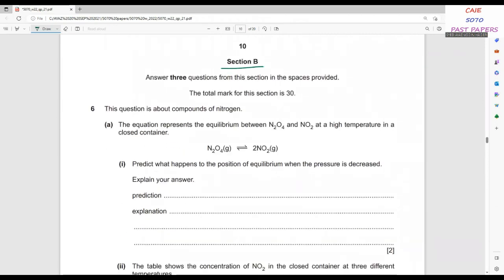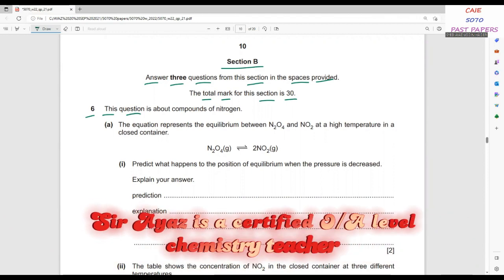Section B. Answer 3 questions from this section in the spaces provided. The total mark for this section is 30. Number 6, this question is about compounds of nitrogen. A, the equation represents the equilibrium between N2O4 and NO2 at a high temperature in a closed container. This is the reaction. N2O4 gas gives 2NO2 gas. This is a reversible sign.